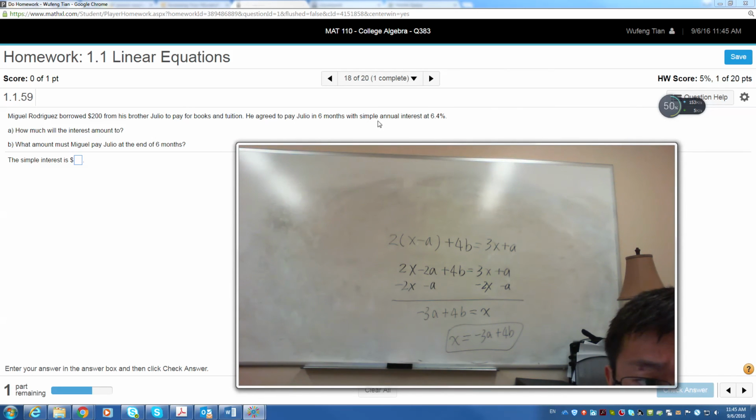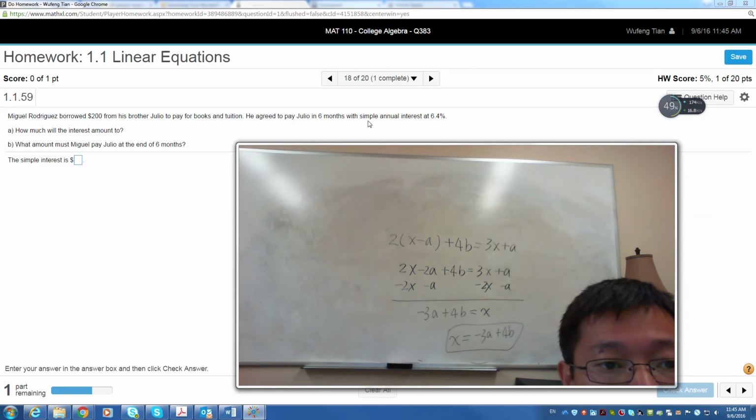Okay, this is the word problem. Let's look at the word problem. Mr. Borrowed just borrowed 200 from his brother Junior to pay for books and tuition. Agreed to pay in 6 months with simple annual interest at 6.4%. So how much does the interest amount to? What amount must he pay at the end of the 6 months?